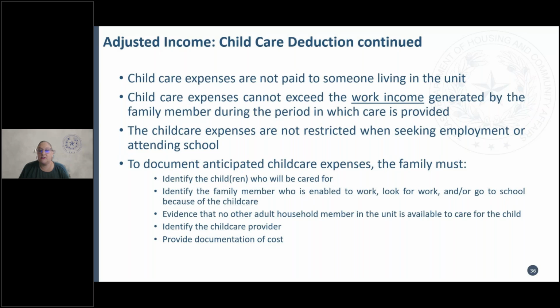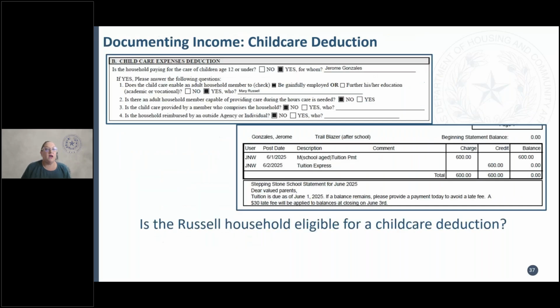To document anticipated child care expenses, the family must identify the children who will be cared for, identify the family member who's enabled to work, look for work, and/or go to school because of the child care, evidence that no other household member in the unit is available to care for the child, identify the child care provider, and provide documentation of cost. So we've got this in our household file.